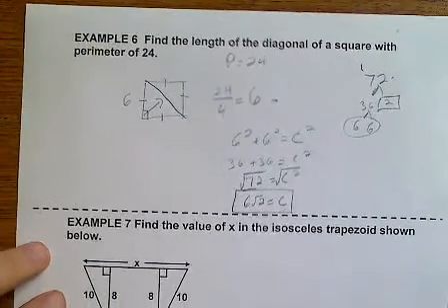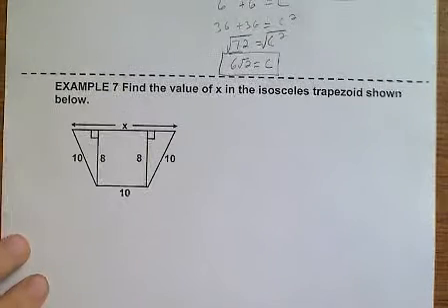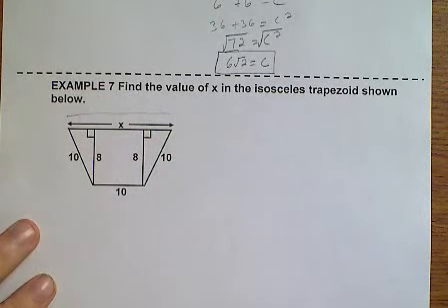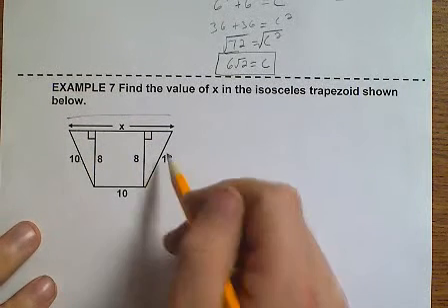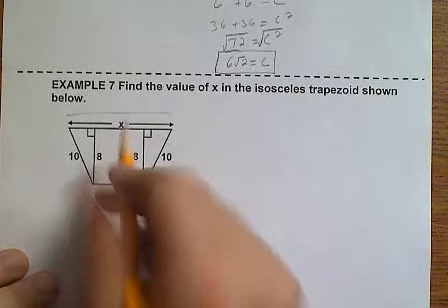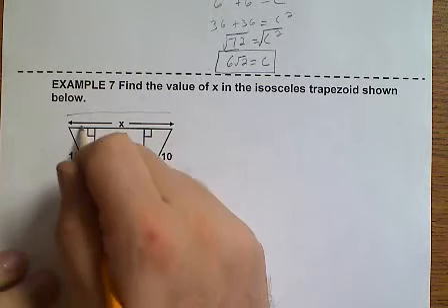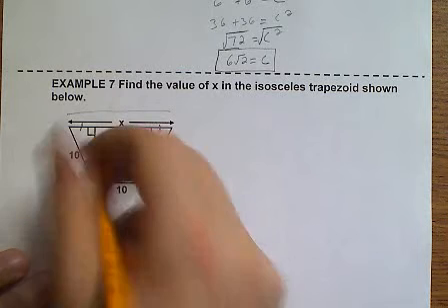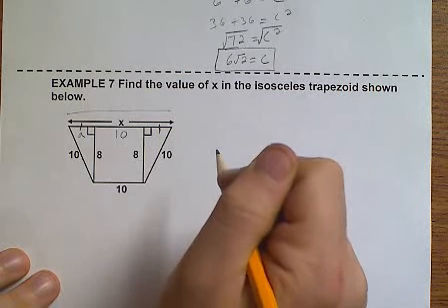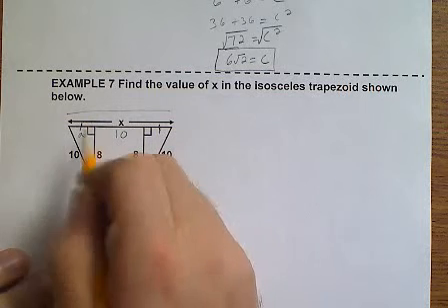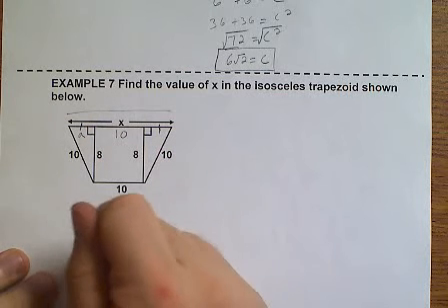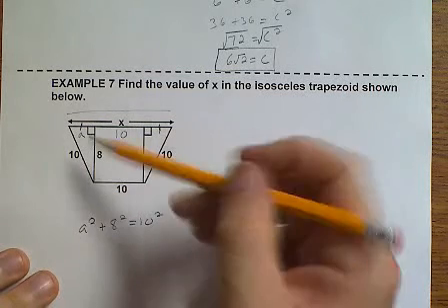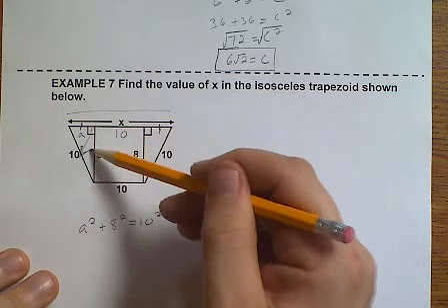Alright, last example, number 7. I want to figure out the value of x. And it tells me this is an isosceles trapezoid, and it shows me that these are the same. I know that this piece is 10, but I need to figure out what these smaller pieces are. Well, let's go ahead and just call this A. I need to figure out what A is. Well, A squared plus 8 squared must equal 10 squared, because 10 is our hypotenuse.